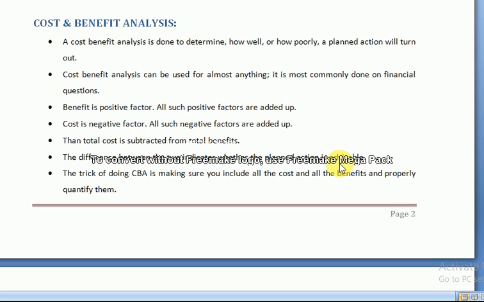So today our topic is regarding CBA analysis, or we can say cost and benefits analysis. Keep in mind that this analysis is done before accepting or rejecting projects.